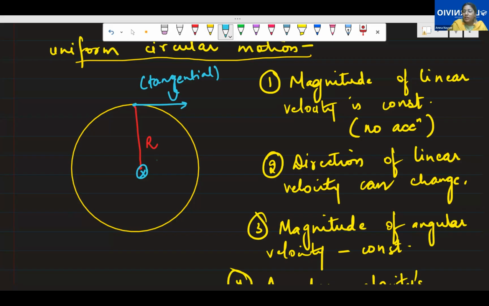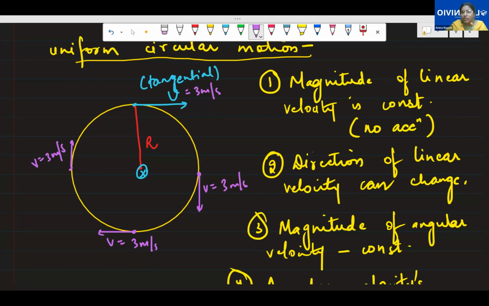Now, when we talk about the angular velocity, the linear velocity's magnitude is constant. Means if it is, let's say, 3 meter per second at this edge, here the velocity is 3 meter per second, here also the velocity will be 3 meter per second only. Magnitude cannot change if you are saying that this is a uniform circular motion. For a motion to be called a uniform circular path, the magnitude of velocity has to be constant, means no acceleration.